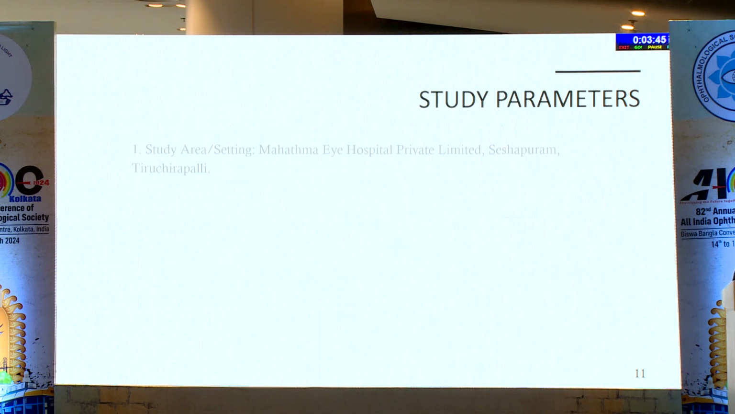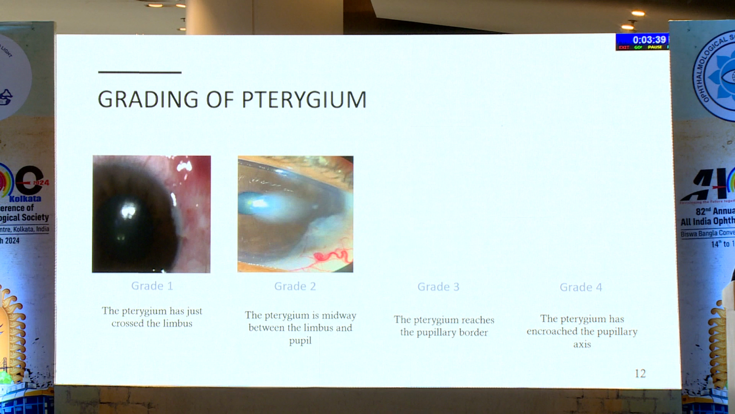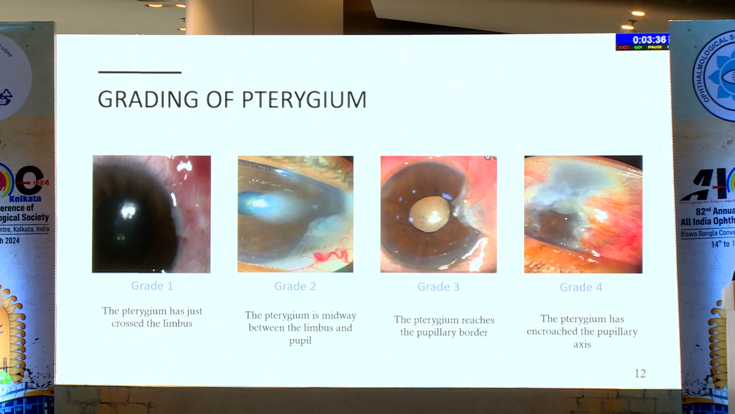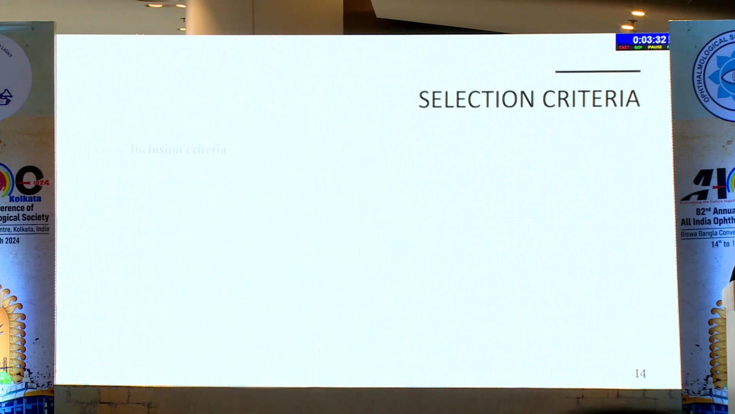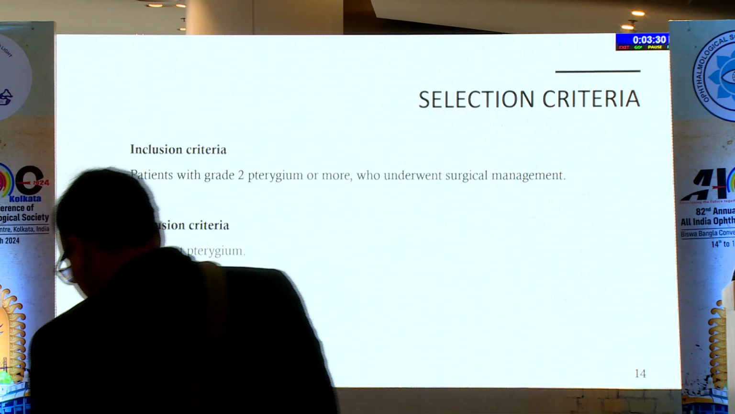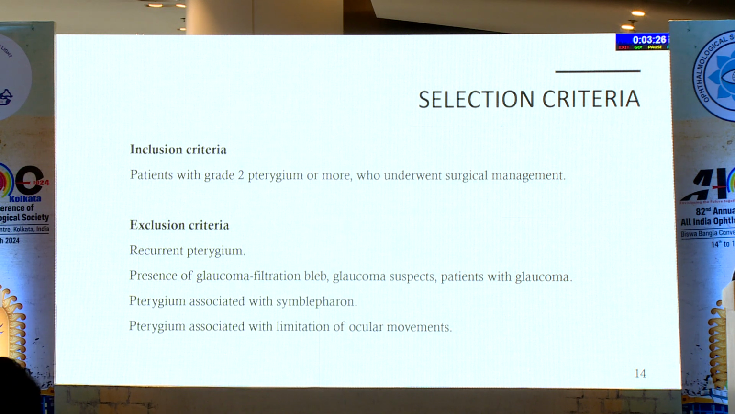So coming to materials and methods, it was a retrospective study done over 200 patients over a 6-month period. We initially graded the pterygium based on the distance from the limbus, and nasal and temporal encroachment was called a double pterygium. So selection criteria included patients with grade 2 and more pterygium, and we excluded patients having recurrent pterygiums, glaucoma specs, symblepharon, and limitation of ocular movements.